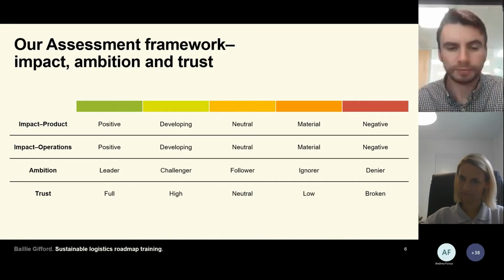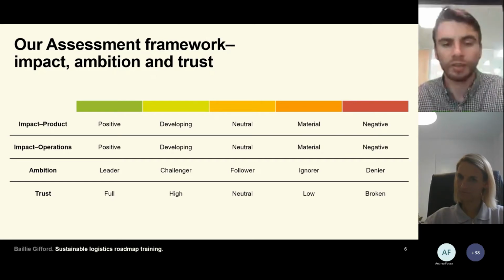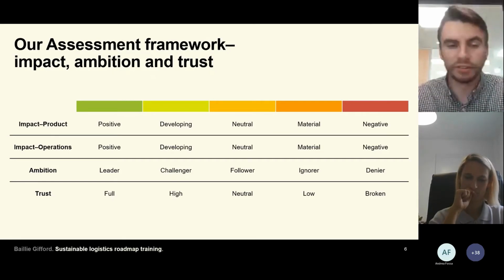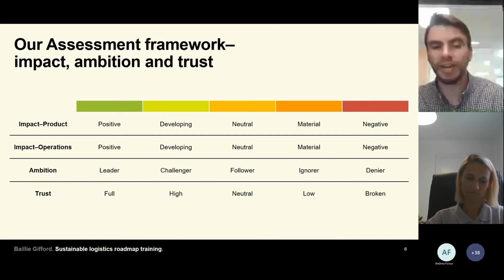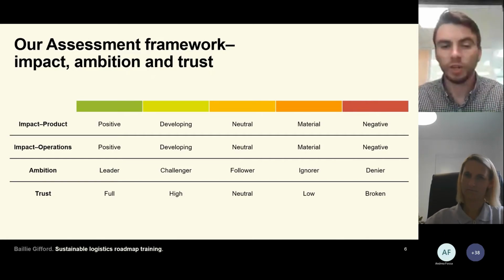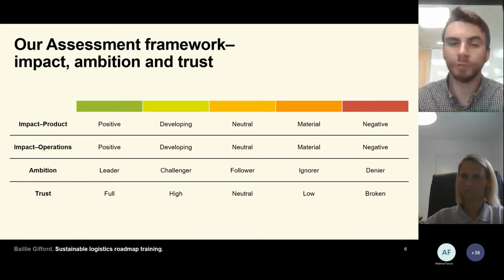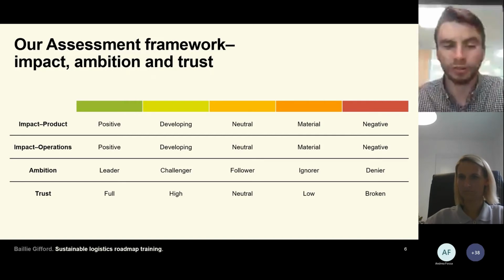And then this here shows our assessment framework that we as a team have developed. And before we will invest £1 for any client, we do sustainability analysis through our own framework that we call impact, ambition, and trust.